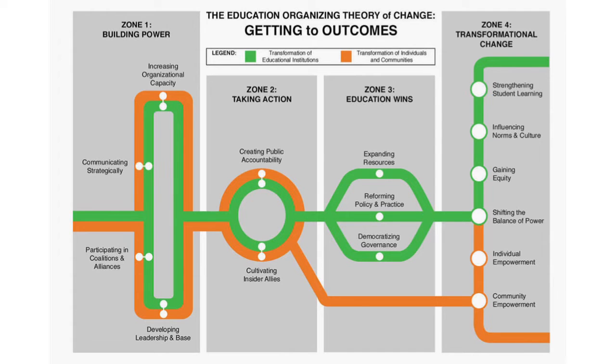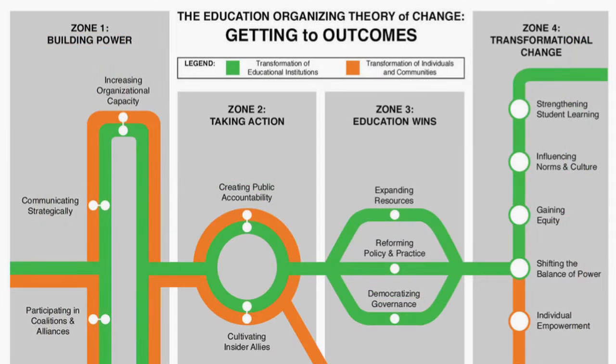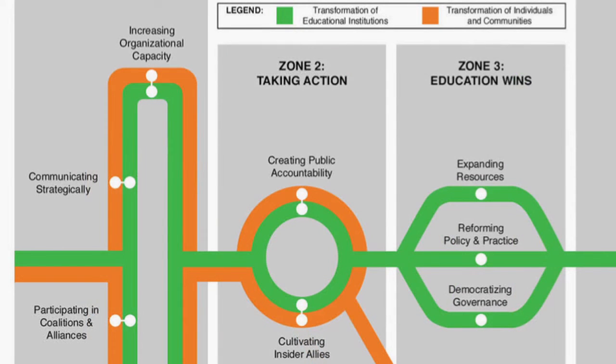The green line on the map represents institutional change, and the orange line represents individual and community change. As you see, the lines pass through different zones on the map. Within each zone, there are multiple stops, and each of the stops stands for a strategy that groups undertake and the goals that they work towards.